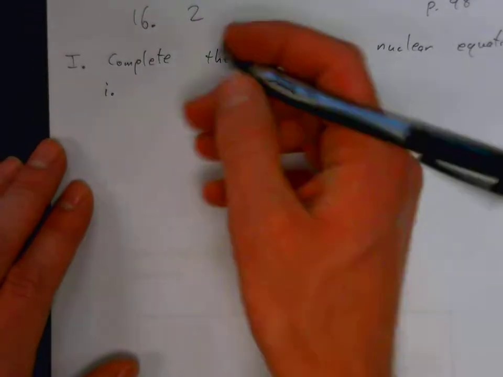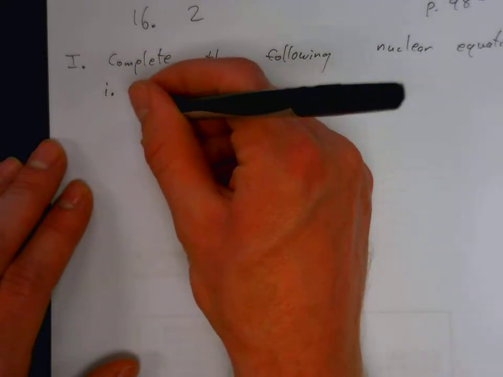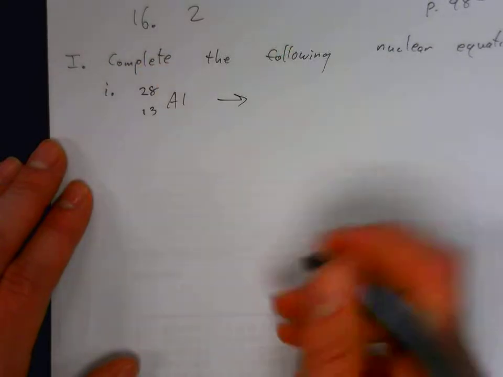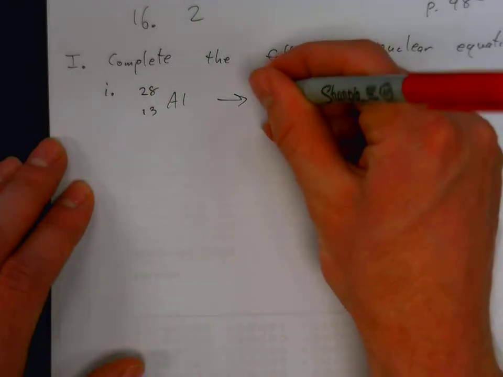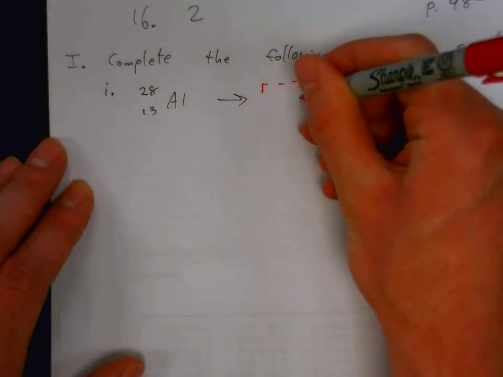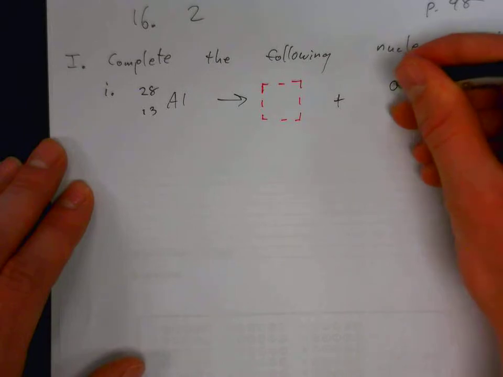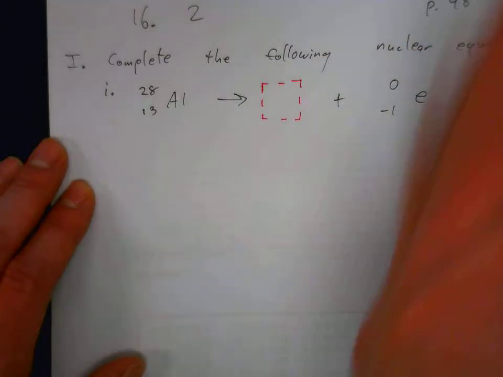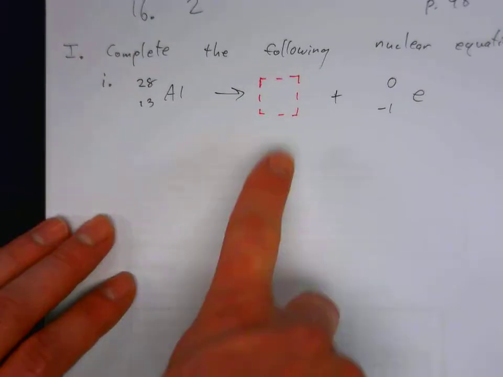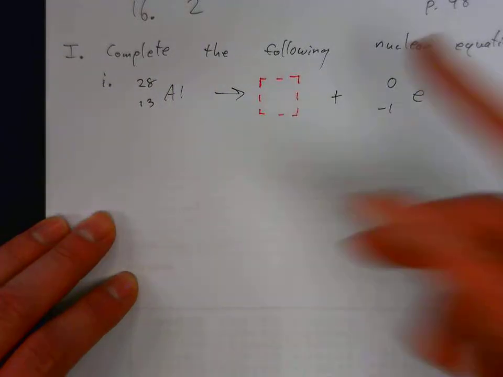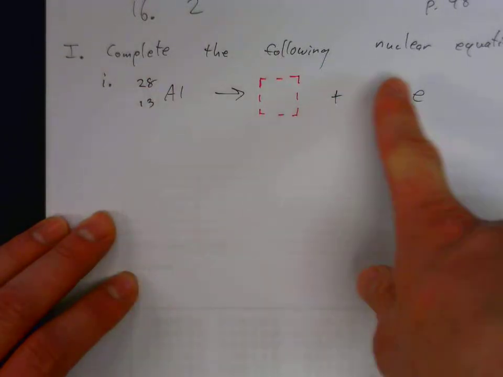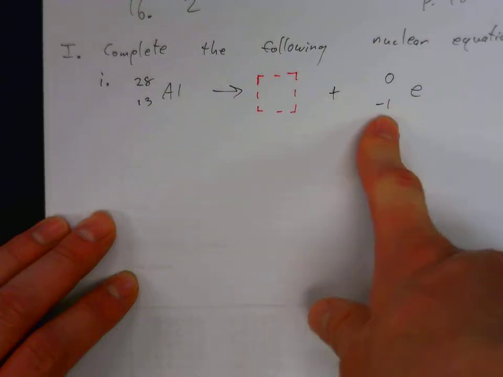So let's say, for our first example, 28 over 13 aluminum decays to make an unknown plus 0 over -1 e. So what particle is that? Well, that's an electron. So we need to find the unknown particle that is left when the aluminum decays by beta emission. It releases a beta particle. What's left over?